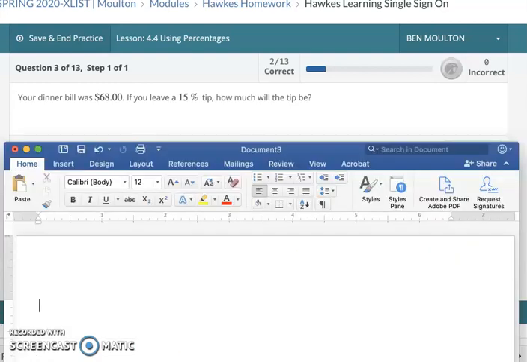So what we're doing is we're taking 15% of your original price. So we're just going to go 0.15, right? We have to turn it into a decimal. And we'll multiply that by $68. You'll find your answer being $10.20. And that should do it.